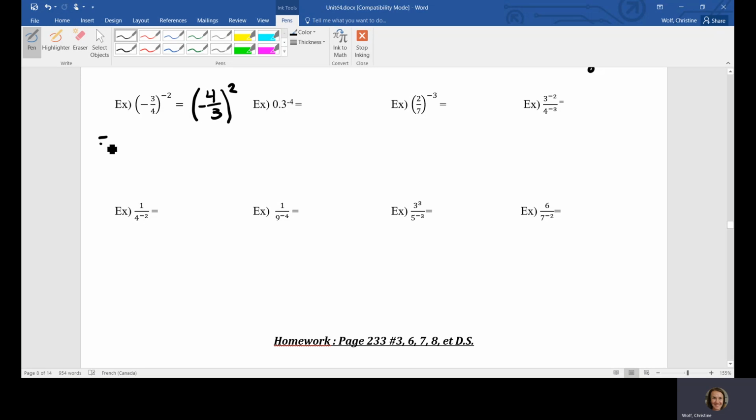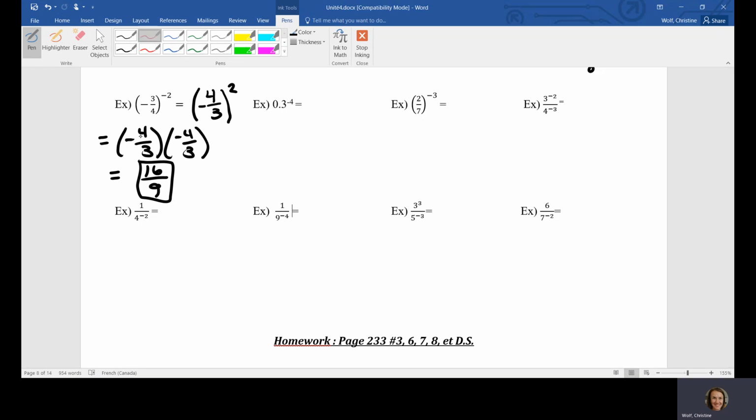So, vraiment, la question ici demande négatif 4 sur 3 au carré ou négatif 4 sur 3 fois lui-même. That's what squaring something means, right? Négatif 4 sur 3 fois négatif 4 sur 3. So, 4 fois 4, c'est 16. 3 fois 3, c'est 9. Et les deux négatifs annulent. Un négatif fois un négatif change à un positif. So, enfin, c'est juste 16 sur 9.